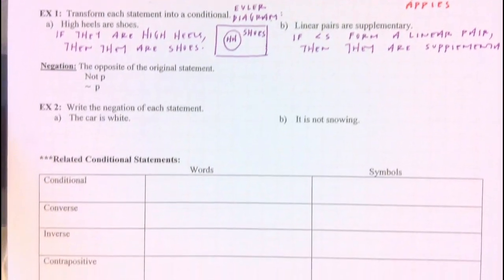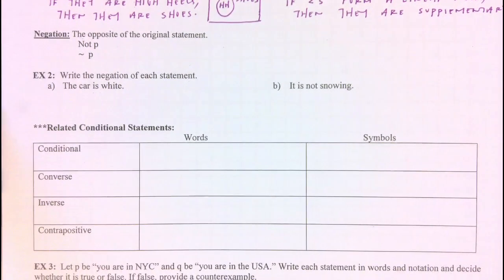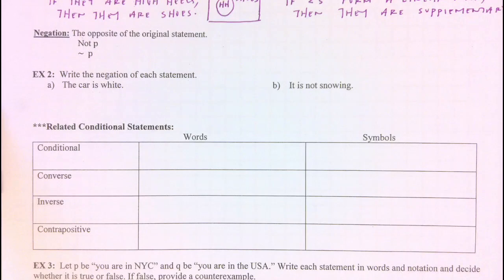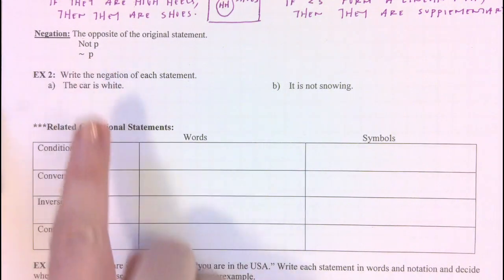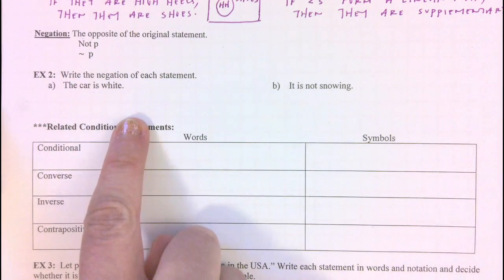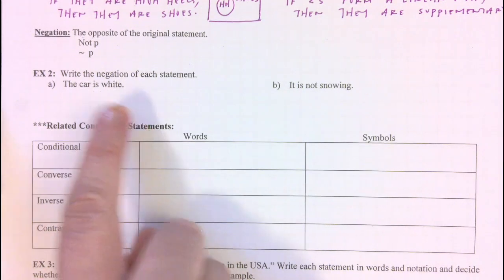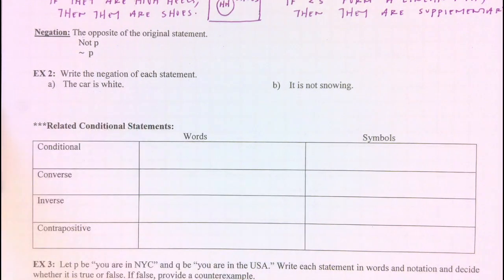All right, next thing to go over is this idea of a negation. So a negation is the opposite of the original statement, not P. This is the notation to negate P right here. So for example, here I'm saying, can you write the negation of each statement? So if I say the car is white, right, then my negation would be to say the car is not white.